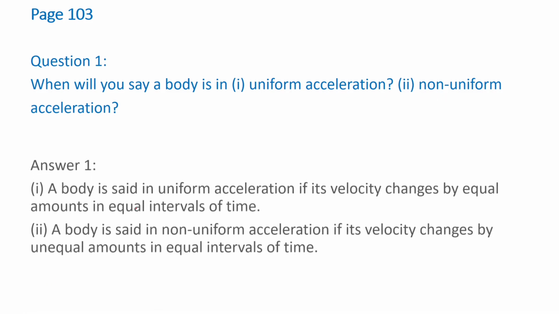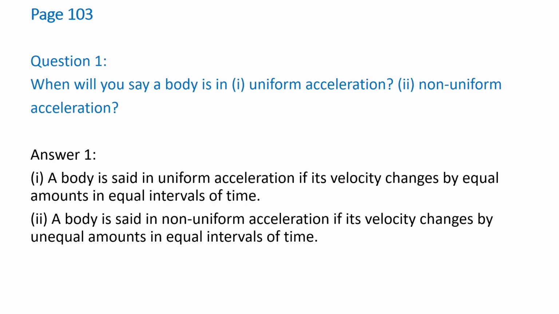So we can say that the body is in uniform acceleration if its velocity changes by equal amounts in equal intervals of time. While in case of the non-uniform acceleration, the velocity changes by unequal amounts in equal intervals of time. So equal amounts of velocity change in equal interval of time, then it is uniform acceleration. But in case of the non-uniform acceleration, the velocity changes by unequal amounts in equal interval of time.